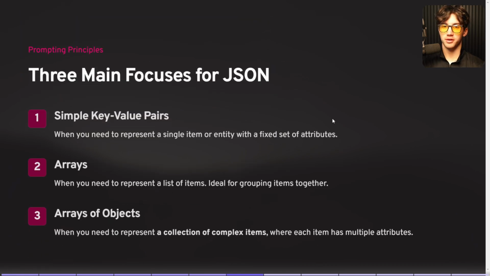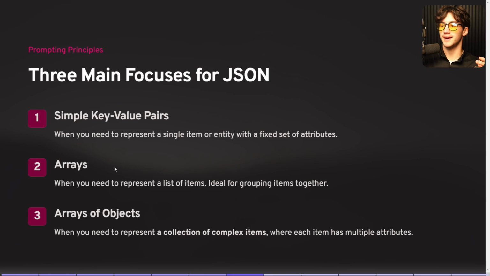These 3 main focuses are what we can use to craft pretty much any type of instructions that we want for our advanced AI agent node. Number 1, we start off with the most simple version of crafting JSON instructions, and that's just simple key value pairs. When you need to represent a single item or entity with a fixed set of attributes, you use a key value pair.